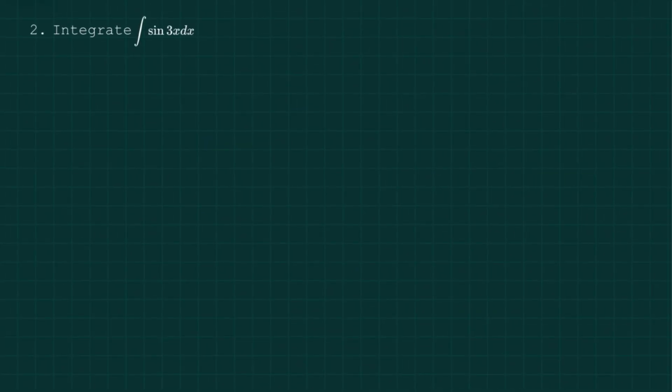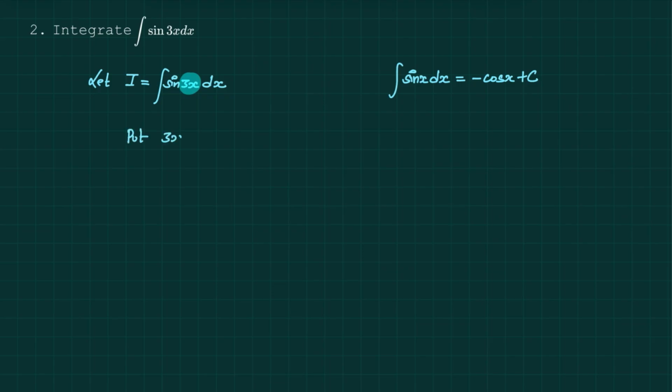Question 2. Integrate sine 3x dx. So let the integral be I equals the integration of sine 3x dx. Now since we know the integration of sine x dx equals minus cos x plus c, but instead of that x we have 3x over here, we will assume this 3x to be another variable t.